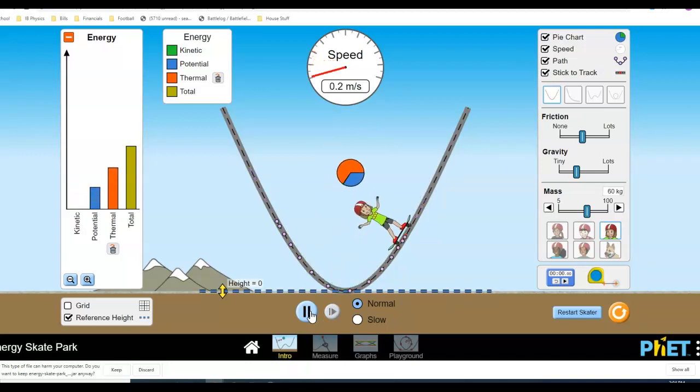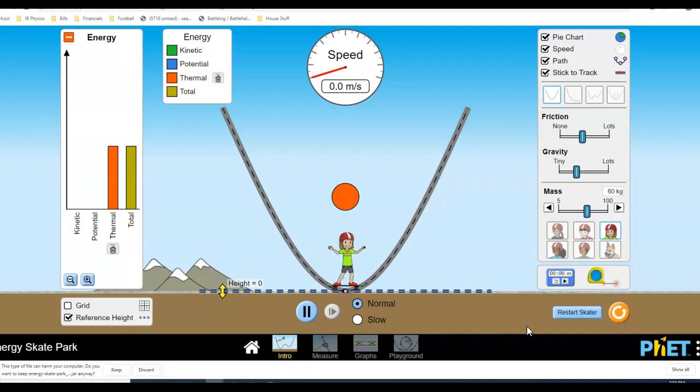And so she's going to move slower and slower. She's not going to go up as high. Now she's starting to slow down, and eventually she's going to come to a stop. And you'll see that momentarily. But notice the amount of energy that she started with is still the same. It's just now all of it has become thermal energy.